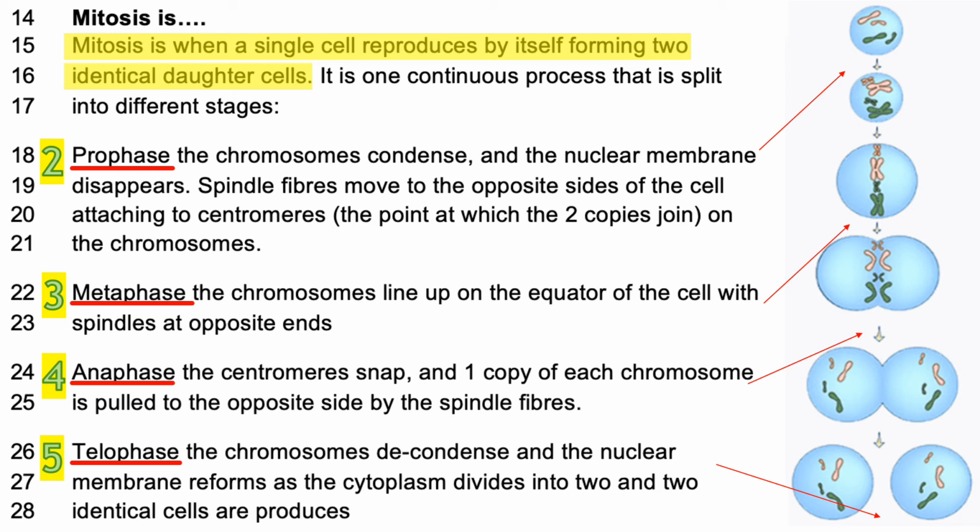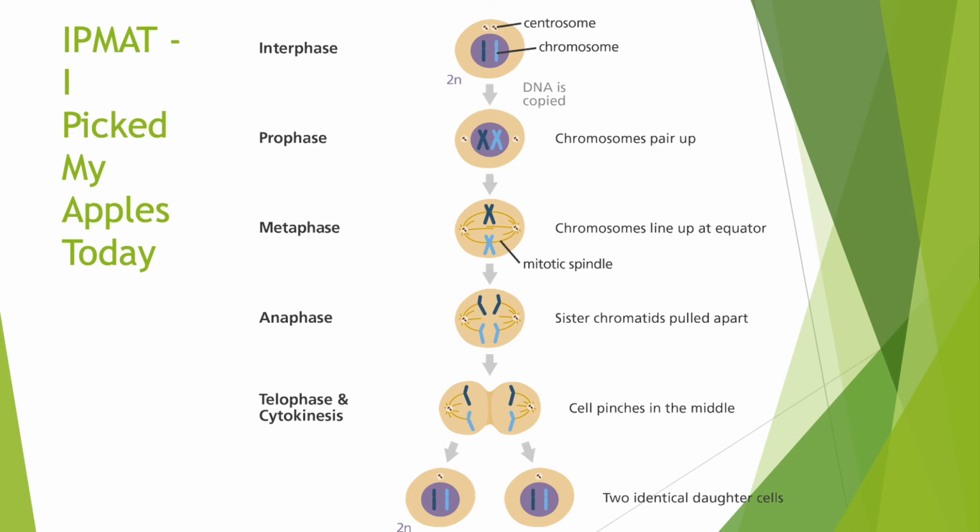Now you might be wondering, well, how am I going to remember all these stages and exactly what they do? So what I can do is I can help you memorize the stages in order of what's happening, okay? So this is a very simple mnemonic device that you can find on the internet, and the letters represent the different stages. So IPMAT stands for I picked my apples today. So each letter represents a different stage: I for interphase, P for prophase, and so on.